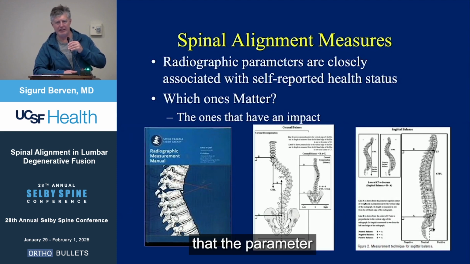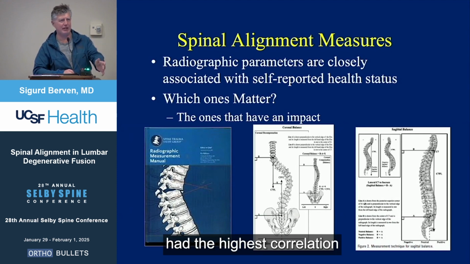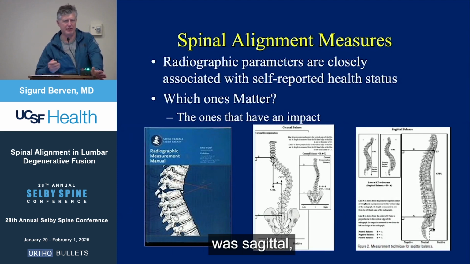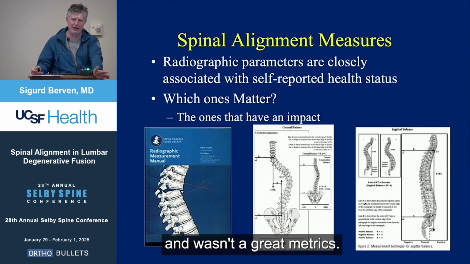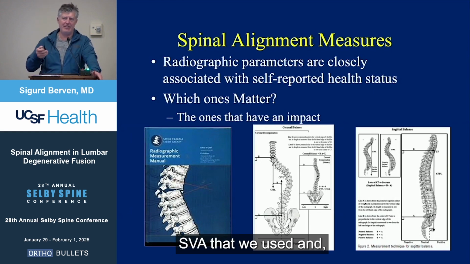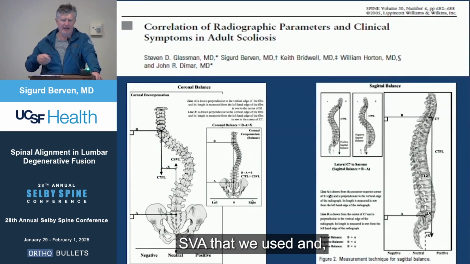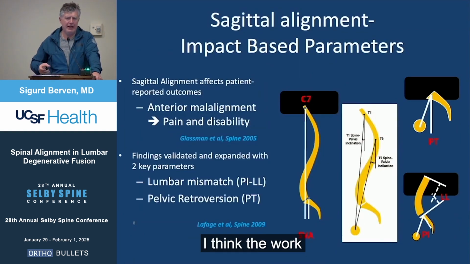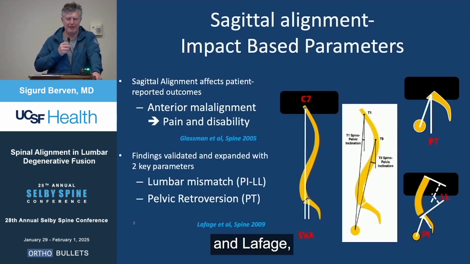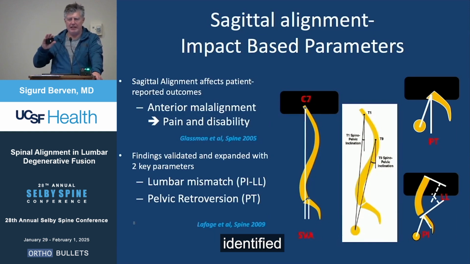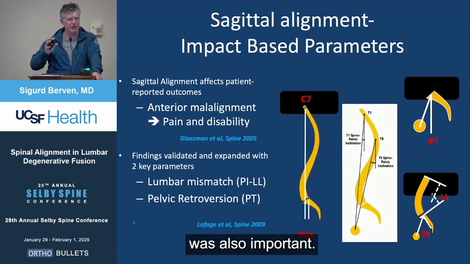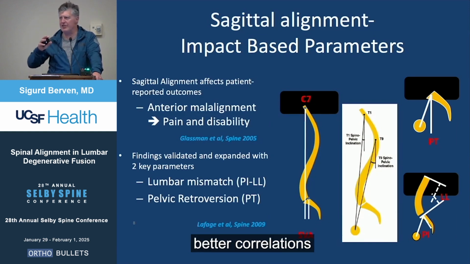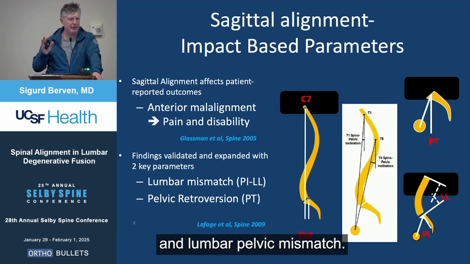And it turned out that the parameter that had the highest correlation with health status was sagittal global alignment. And it wasn't a great metric. It was a C7 SVA that we used, and that had the highest correlation with health status. Subsequently, I think the work of Frank Schwab and Virginie Lafage identified that looking at the pelvis was also important. So there were better correlations with pelvic tilt and lumbar pelvic mismatch.